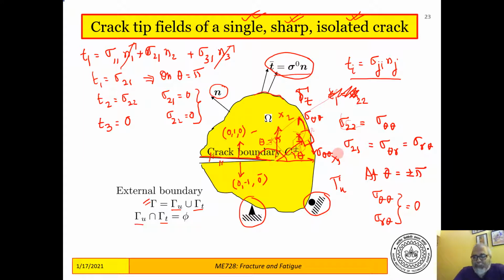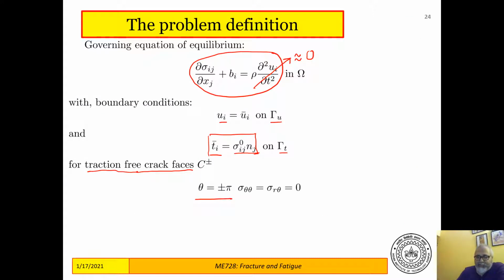You have to use the Cauchy relation very competently in this course. So if you are confused by these reasonings, please go back and learn your Cauchy relation properly. So this is the traction boundary condition that I'm going to apply on the crack faces. This is the traction boundary condition on the remote edges, gamma t, and these are the displacement boundary conditions applied on the remote boundaries, gamma u.